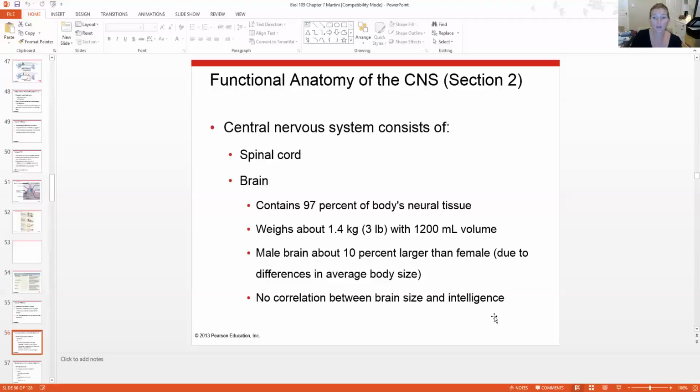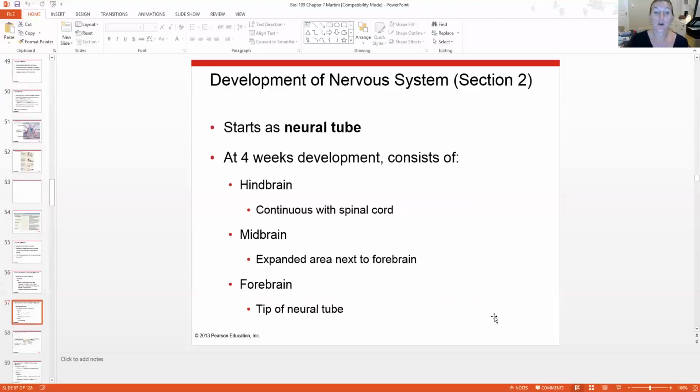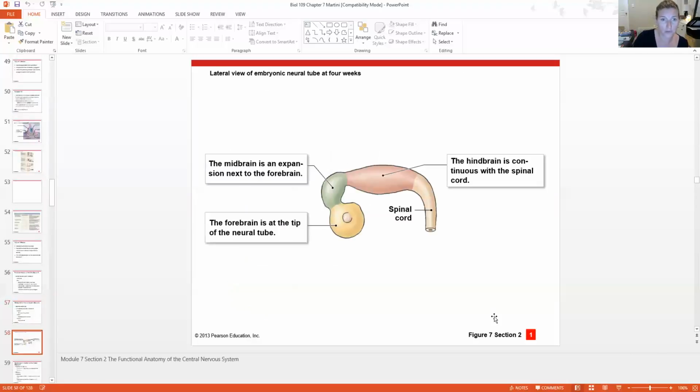Weighs about 3 pounds. Males have bigger brains than females because they just have bigger bodies. There's no correlation between brain size and intelligence, so don't think it's better for you guys. All right, the overall development of the central nervous system, it basically starts as a neural tube, and then that tube just kind of bubbles out into little sections and eventually forms. Here you see what I'm talking about. Do you need to know all of this? No, but it's good for background knowledge.